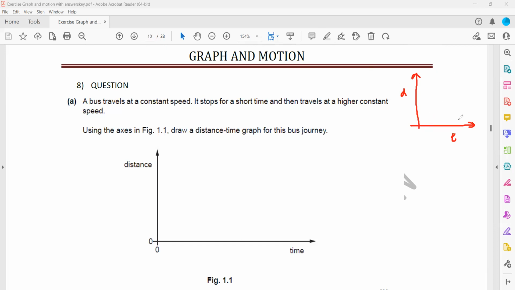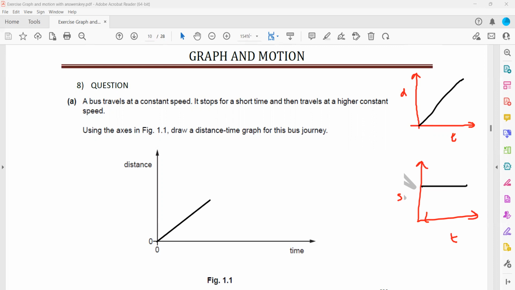Look, if there was a speed time graph and they asked to show a constant speed, how do we represent it? In that case, we represent it by a horizontal line in a speed time graph. But in a distance time graph, it is a straight line with a constant gradient or slope. So a bus is traveling at a constant speed, so we draw a straight line with a constant gradient or angle. Then it stops for a short time.